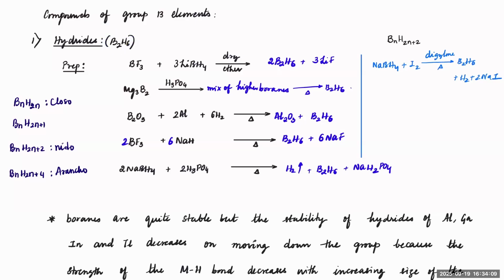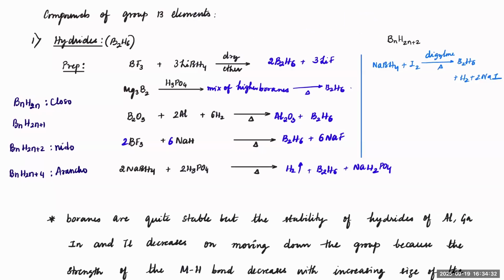Preparation wise, BF3, when you react with lithium boron hydride, which is an H minus donor, correct? This H minus will come here and try to replace the fluorine, and that's how first you will get BH3, and BH3 will combine with each other to form B2H6.